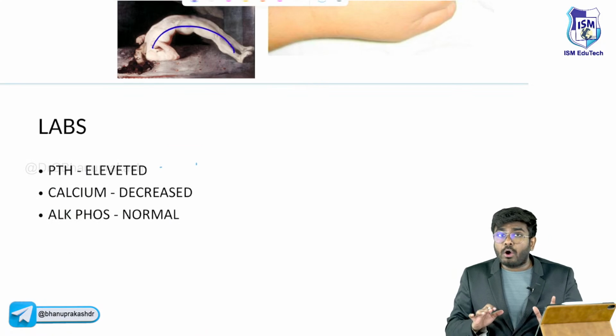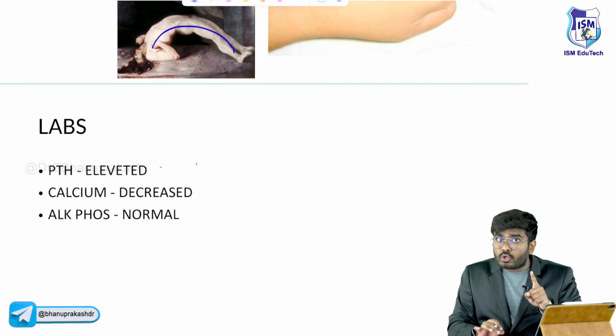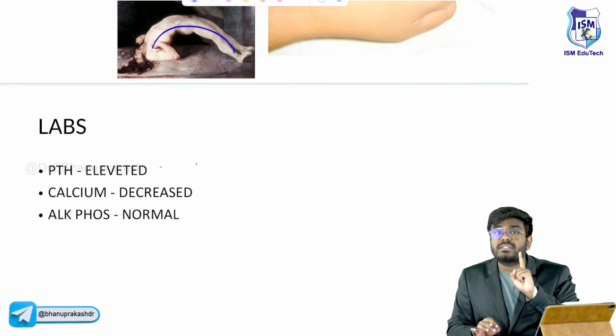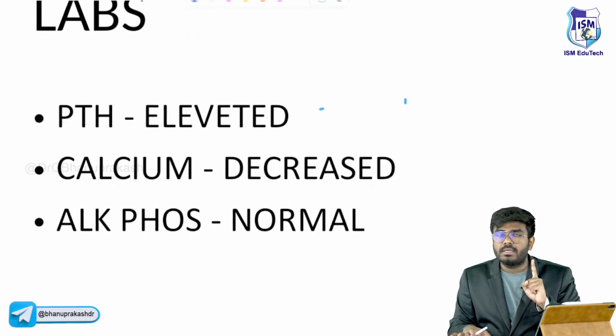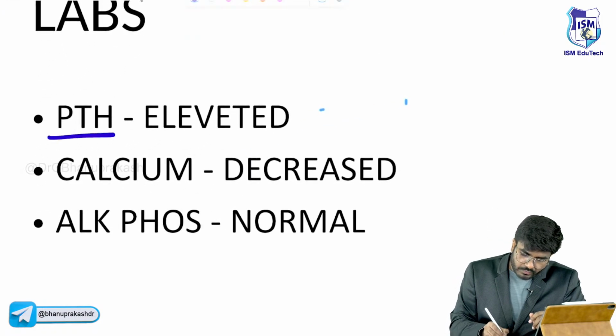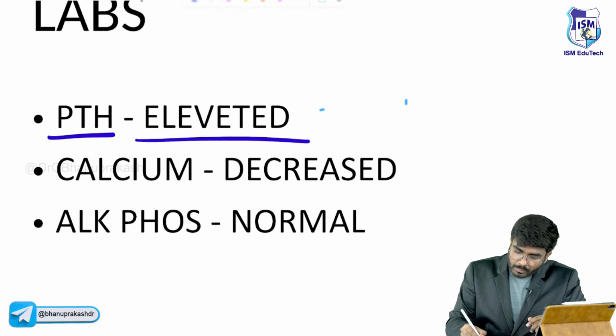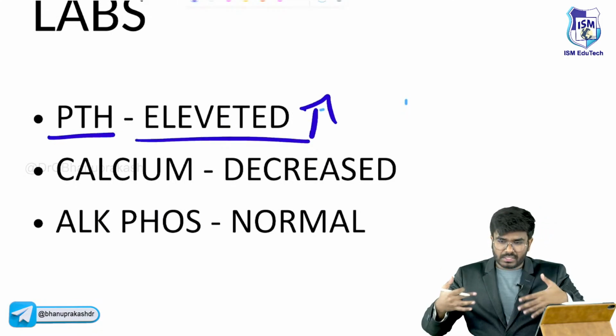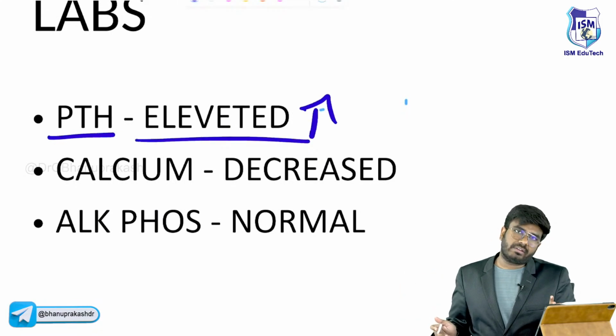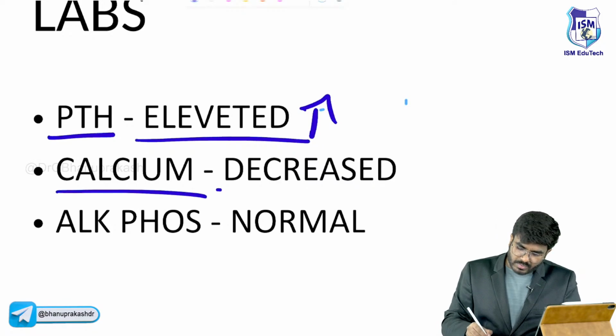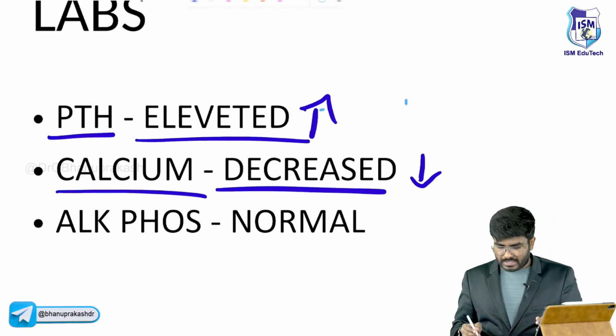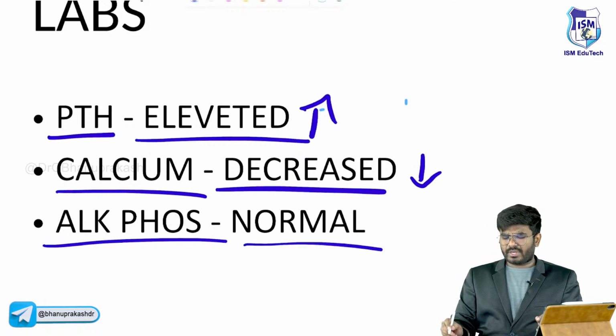So what are the labs? How are the labs going to be in pseudohypoparathyroidism? Very much important: the parathyroid hormone is there. If you look at the parathyroid hormone levels, actually there is more parathyroid hormone, sir. Parathyroid hormone is there, but it is not able to activate. So calcium levels are less. Forget about this, alkaline phosphatase will be normal.